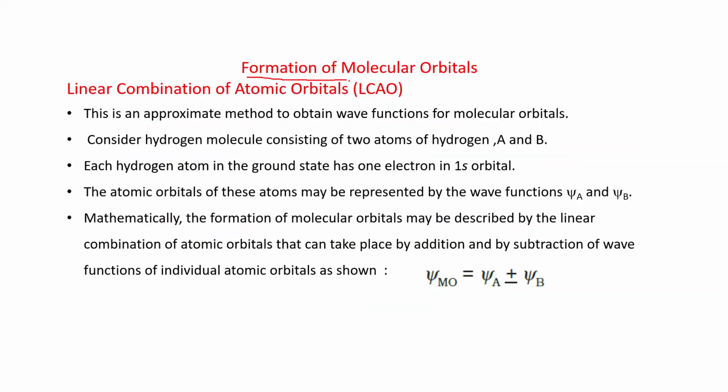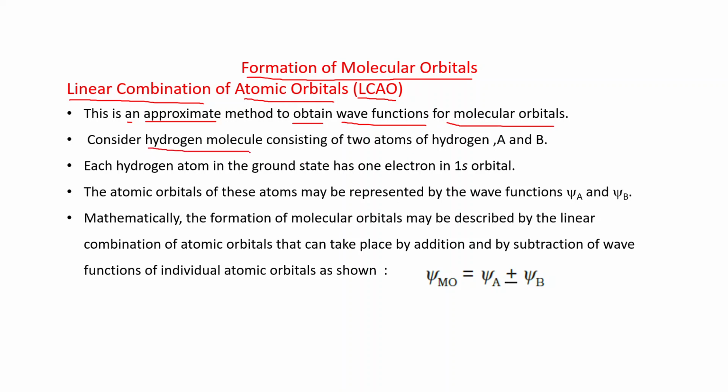Now come to the formation of molecular orbitals. We have discussed that according to quantum mechanics, the solution of the Schrodinger equation gives the wave function, and these wave functions describe the atomic orbitals. But solving the Schrodinger equation for a molecule is very complicated. That's why one approximate method is used, known as linear combination of atomic orbitals, that is LCAO. This is an approximate method to obtain wave functions for molecular orbitals.